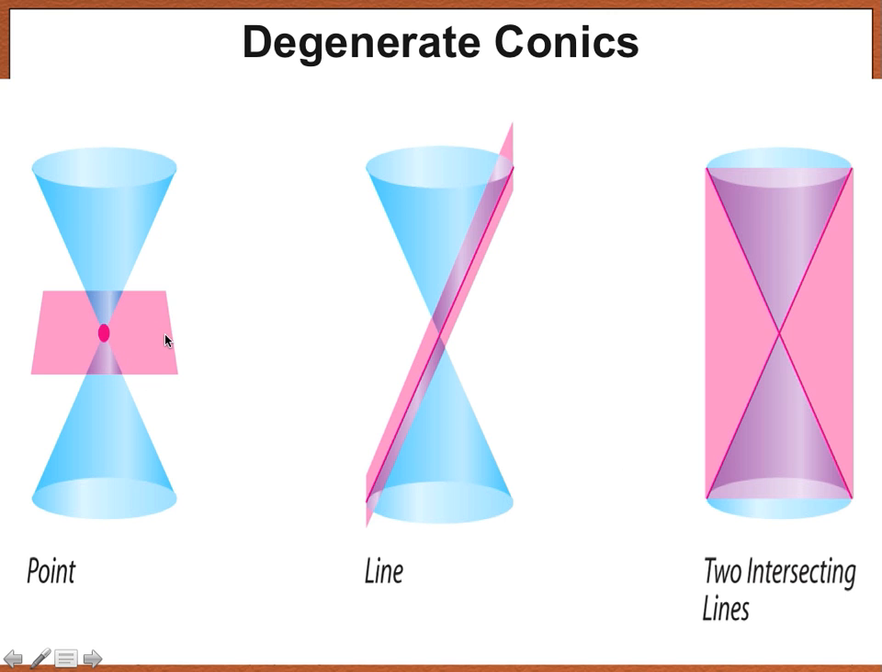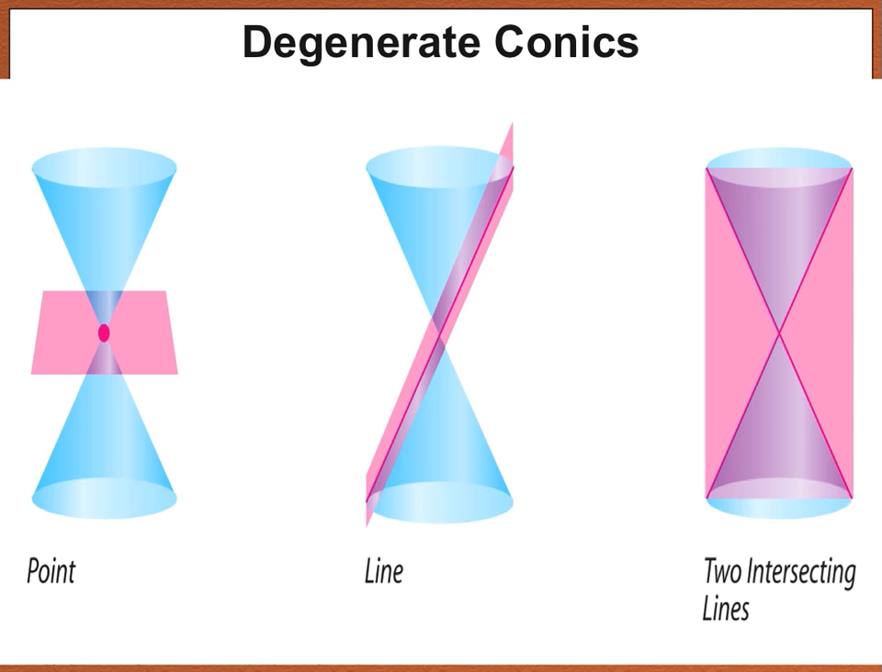That's a point. A line is the result of a plane that is tangent to the double cones but doesn't go through them. We can see this plane is tangent to the bottom cone and it's tangent to the top cone, but it doesn't actually enter or exit the cone at all, as with the basic conics. It's simply tangent to it, and it's tangent to it along a line.